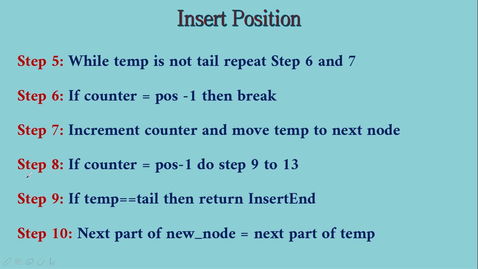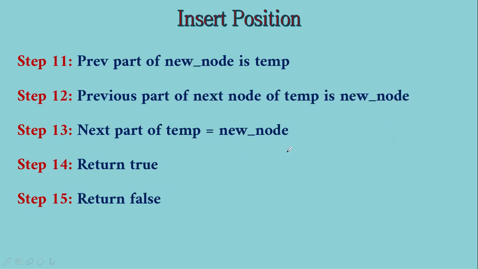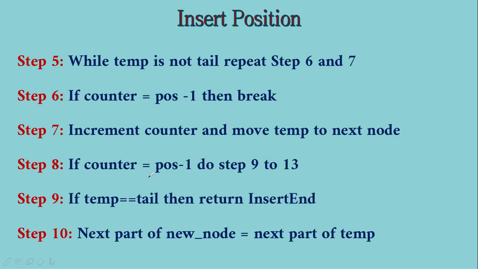And after coming to step number 8, that is after terminating the loop, it might have terminated due to break or this condition failure. We are checking whether we are at the right node, so counter equal to position -1. Let us check. If that is the case, we have to repeat steps 9 to 13, right? So what do we do here? We check if temp is equal to tail. That is the case I was talking about. If there are 5 nodes and the position is 6, it is valid.